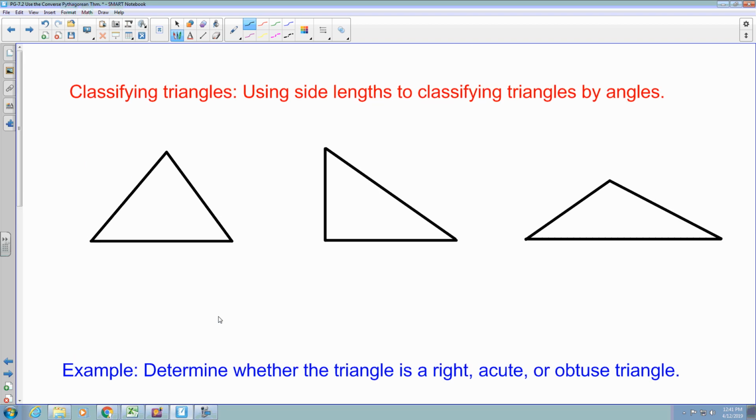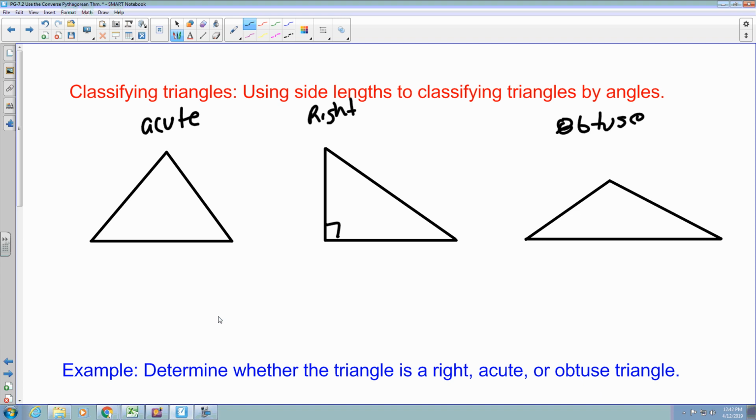So we have an acute triangle right here. We have a right triangle right here, which will illustrate it, and we have an obtuse triangle right here. By definition, acute triangles have 3 interior angles that are all less than 90. A right triangle, we all know, has one angle that is exactly 90 degrees, and an obtuse triangle has one angle that is greater than 90 degrees.